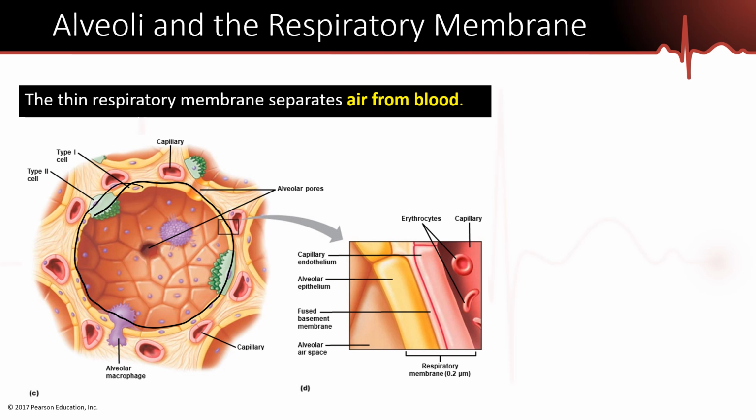And what do you notice about the alveolus? Well, from the last image, it should make sense. The alveolus is surrounded by pulmonary capillaries. That's what those are. The pulmonary capillaries surround the alveoli. In this case, we're showing the pulmonary capillaries surrounding one alveolus.